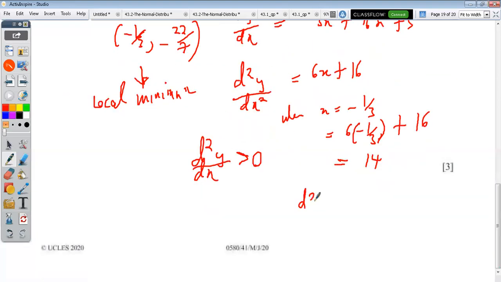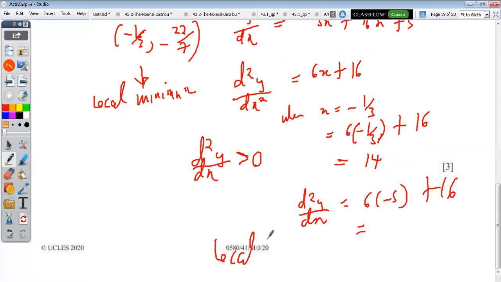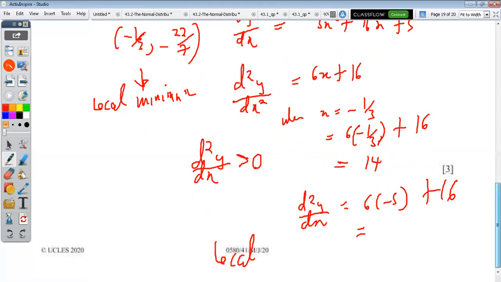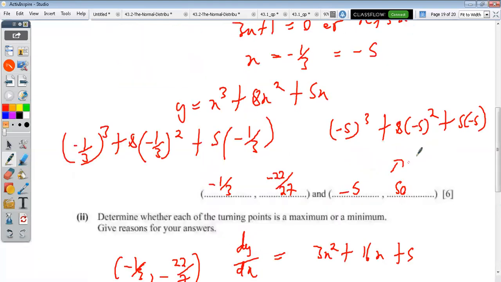So d squared y over dx squared is equal to 6 brackets negative 5 plus 16. We get a negative value, which is negative 14. Yes, so it's a local maximum.